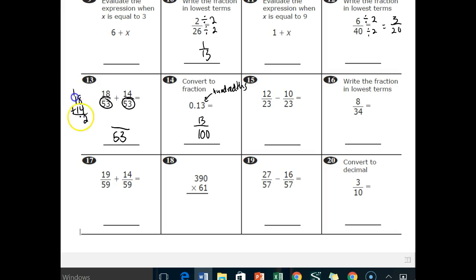So this becomes 12 and 32/53. In a problem like 19, you keep the denominator and subtract the numerators. So it becomes 11/57. Problem number 20, to figure out what decimal this is as a fraction: 10 doesn't go into 3, but it does go into 30, and it goes in there 3 times, so you get 0.3.